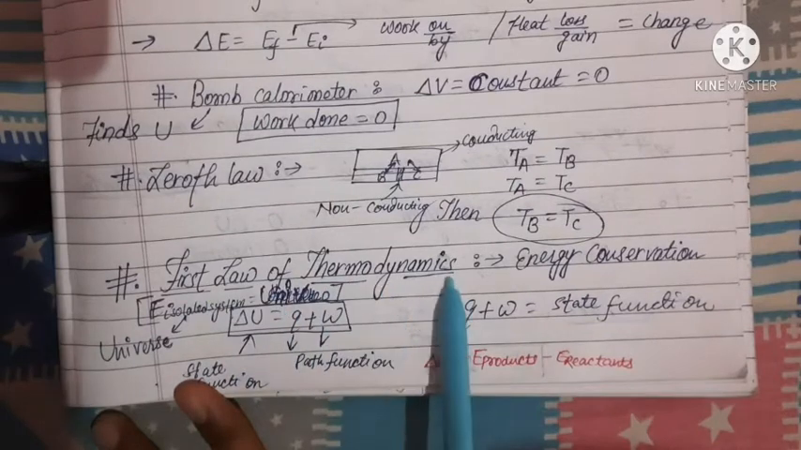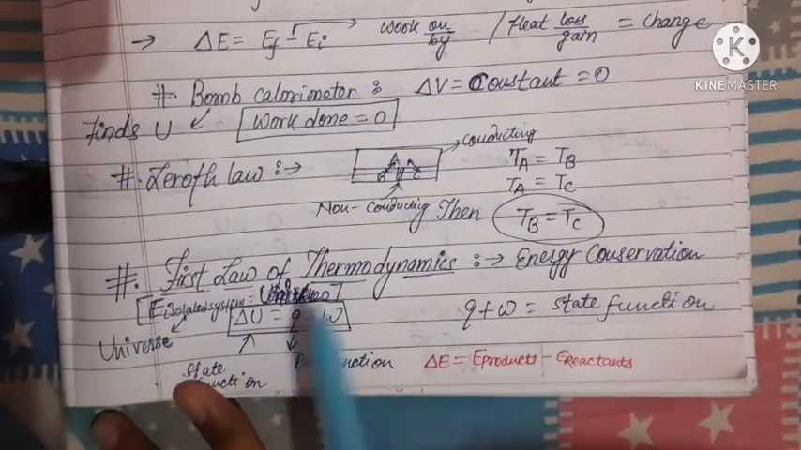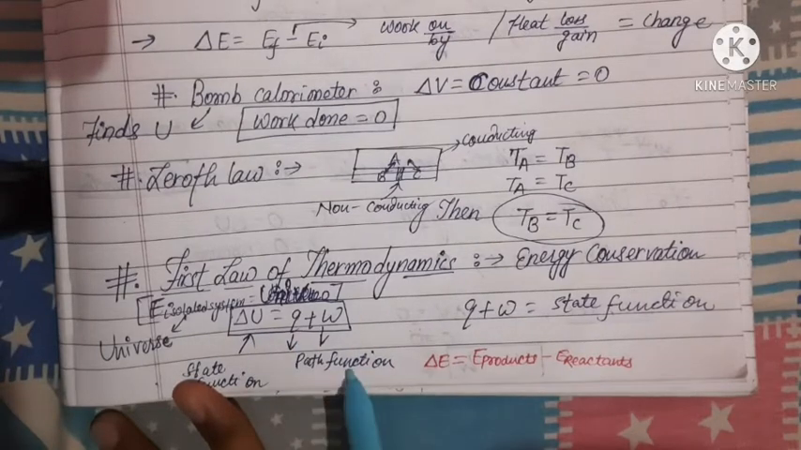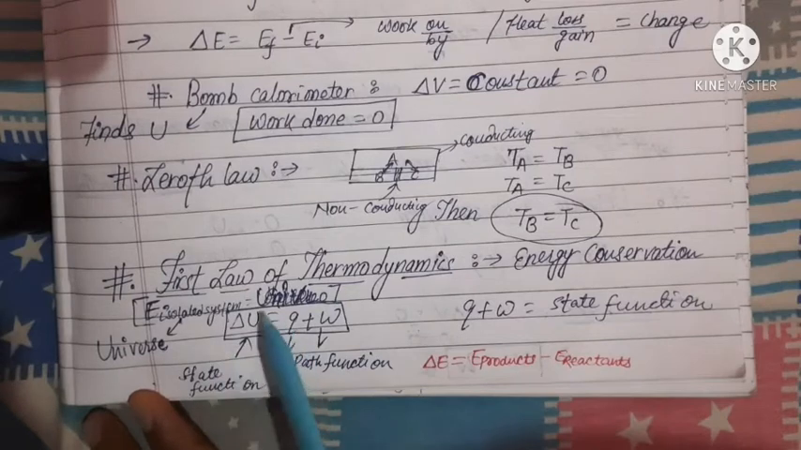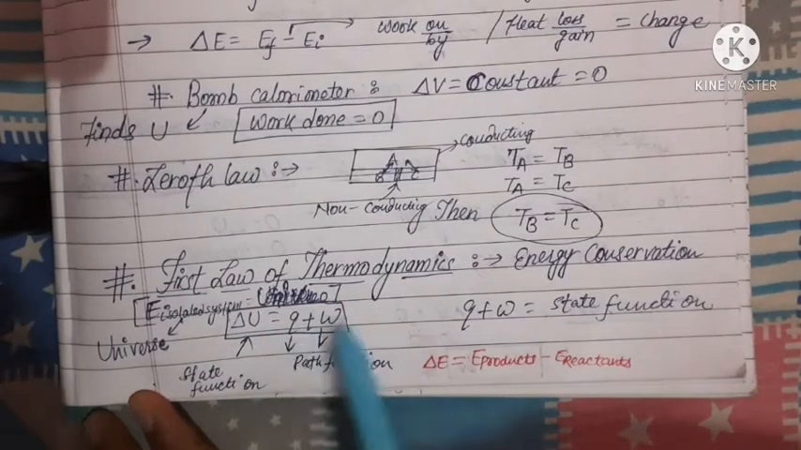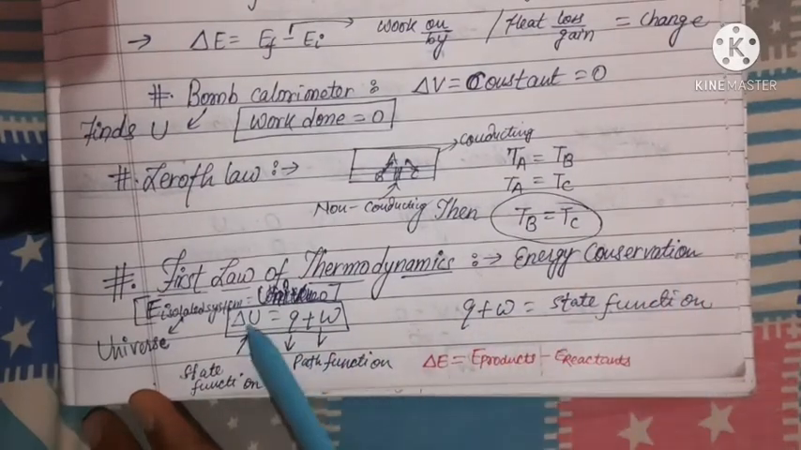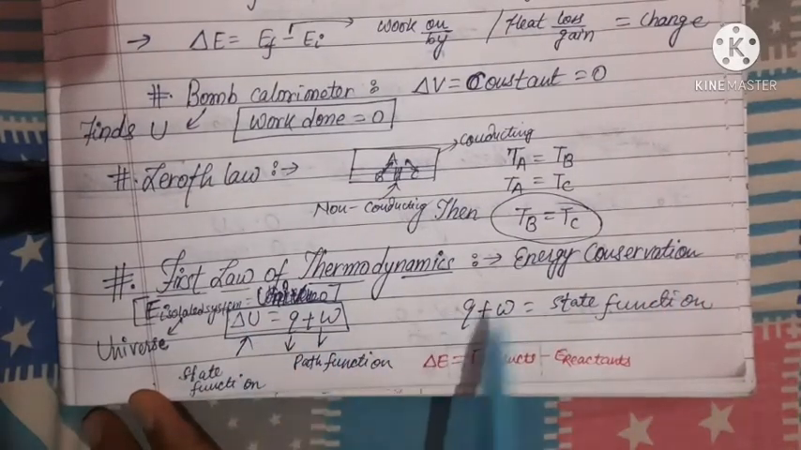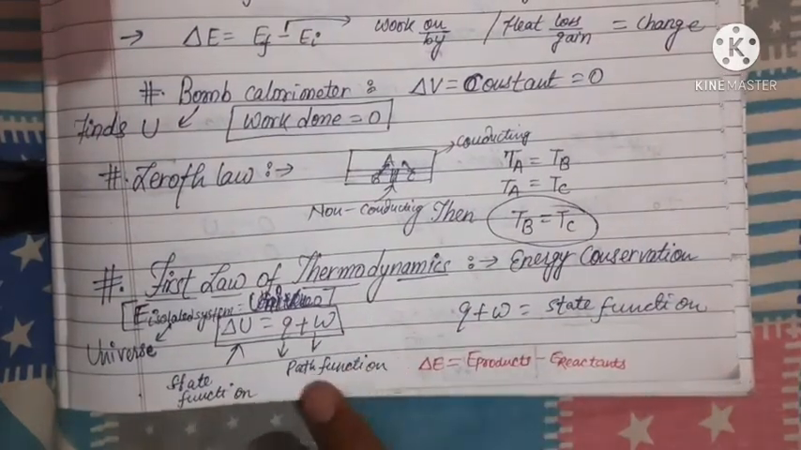First law of thermodynamics: energy conservation. For an isolated system, the universe, delta U equals Q plus W, where Q and W are path functions. The sum of two path functions gives a state function. You can see here, like change in internal energy. The sum of two path functions gives a state function. Q plus W gives a state function, although Q and W are path functions.